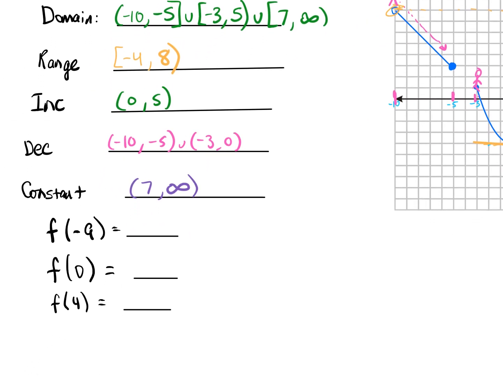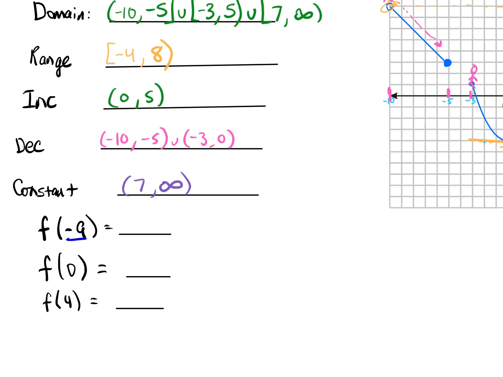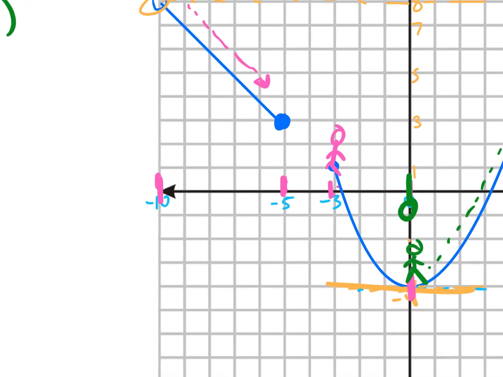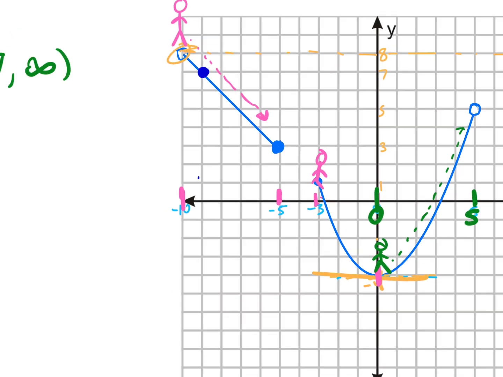All right, let's find our values here. Let's evaluate. So f of -9, we're looking for -9 on our x value, and we want to see what point we have at -9. So I go to -9, my point would be up here. Gabby, what's our y value when x is -9? 7, perfect.